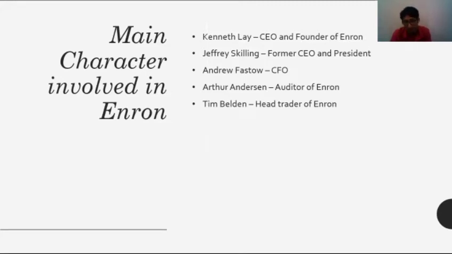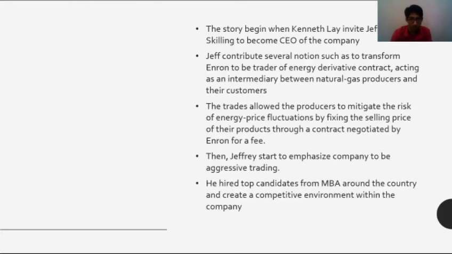So the main characters involved in the Enron case. First, Kenneth Lay, who is CEO and also founder of Enron. Second, Jeffrey Skilling, former CEO and also former president. Andrew Fastow, Chief Financial Officer. Arthur Andersen, auditor of Enron. Tim Belden, head trader of Enron. Okay, so the story begins when Kenneth Lay invited Jeffrey Skilling to become the CEO of the company. Jeffrey Skilling was basically only a normal staff member at Enron, but he was offered the CEO position after Kenneth Lay saw the potential of his skills.